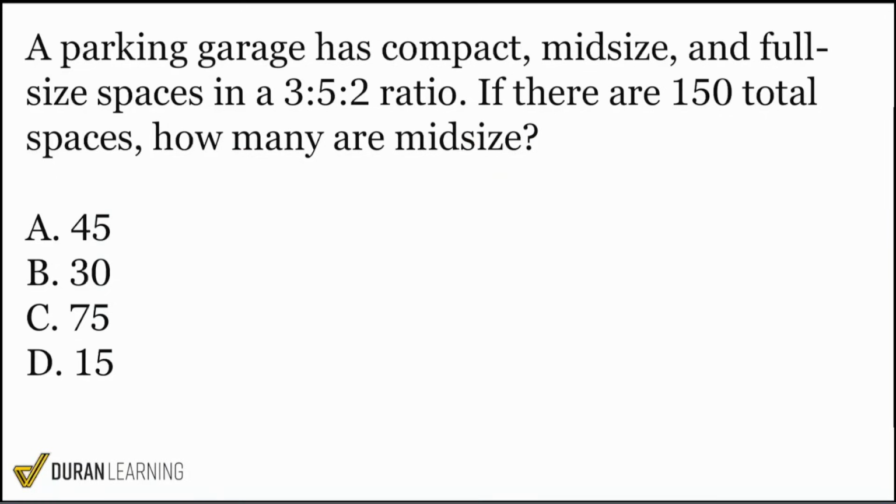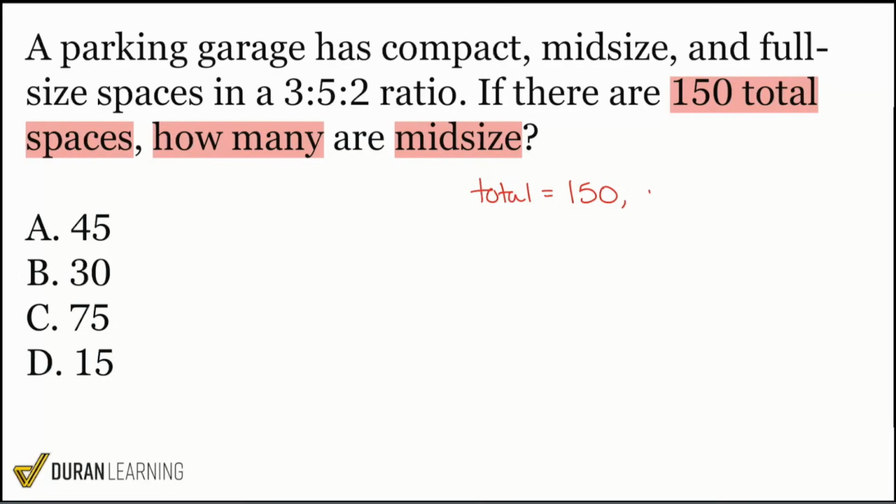So this is how we want to think about things when it comes to proportion problems. Typically, basing your proportion off of the question sentence is going to be the best way to go. So here's what I have. I have 150 total spaces, and I want to know how many are midsize. So that's what I'm going to begin to write down. Follow along with me. We have 150 total. So total equals 150. And then I'll write midsize equals blank, because that's what I'm looking for.